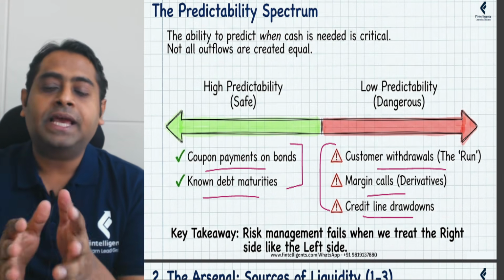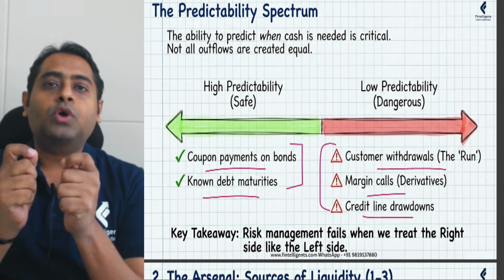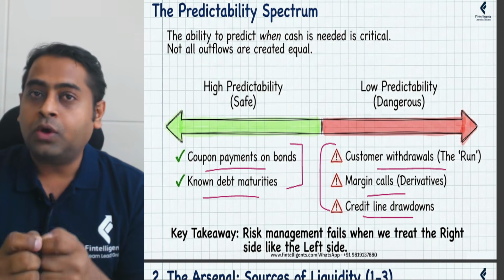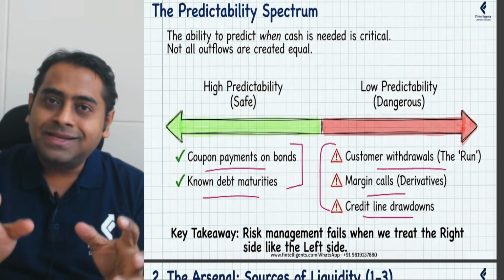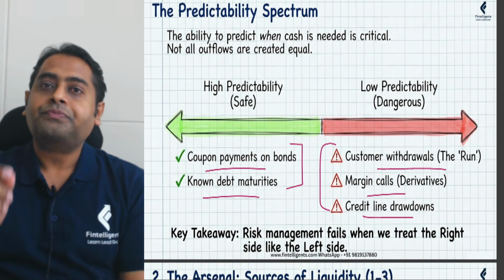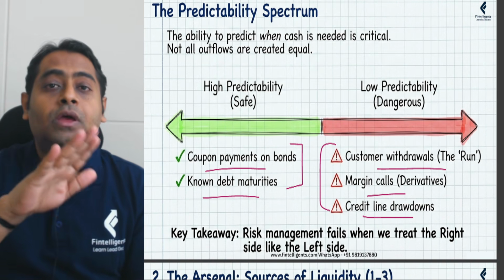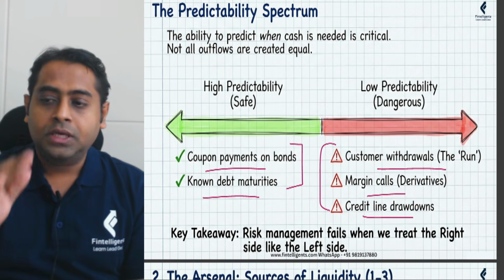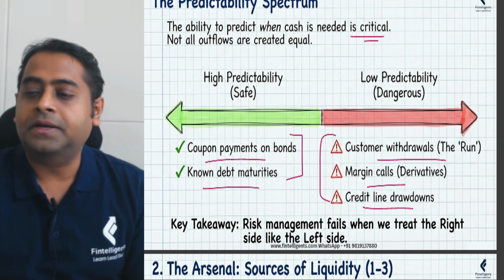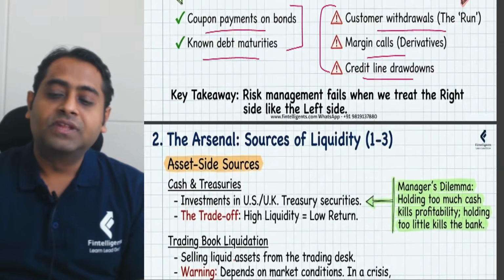So what this slide tells you is that whenever you are looking at liquidity, or your ability to pay, you have to understand what the different cash flows are, how many of them are predictable and how many of them are not predictable. That is very, very critical. Let us move to the next part.